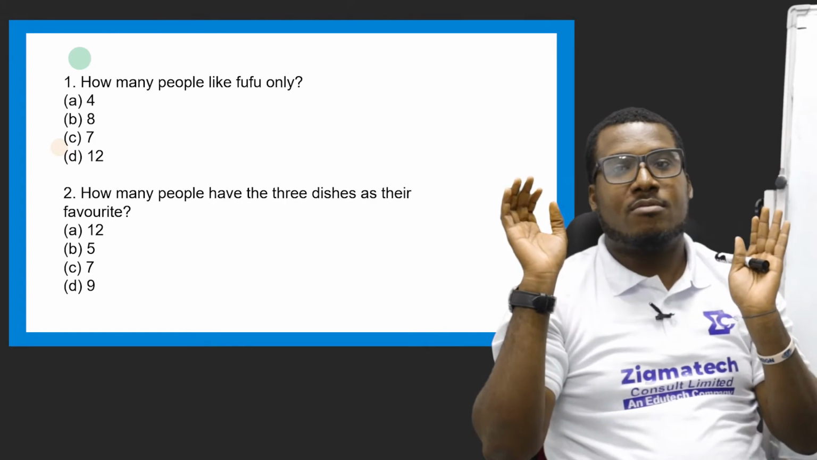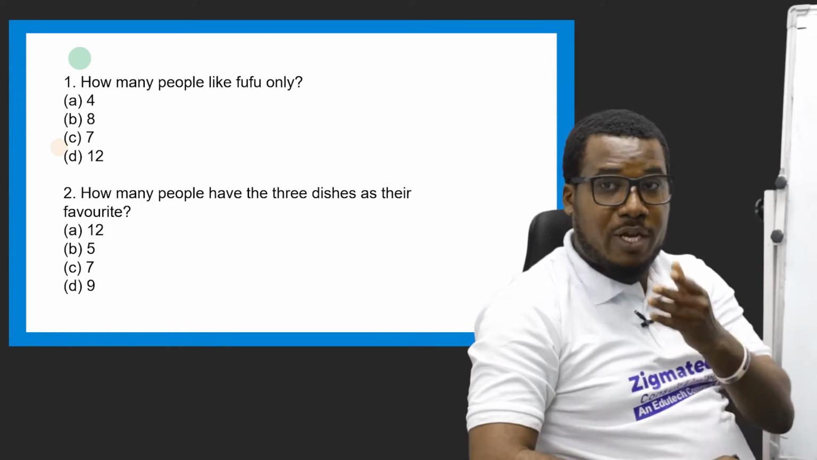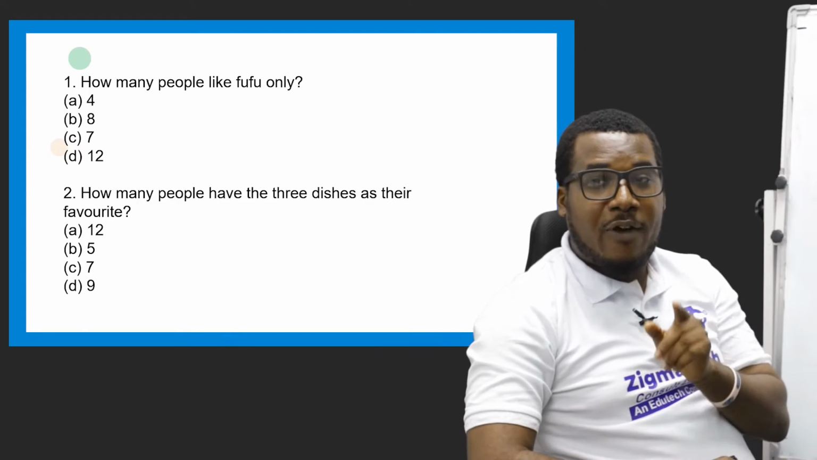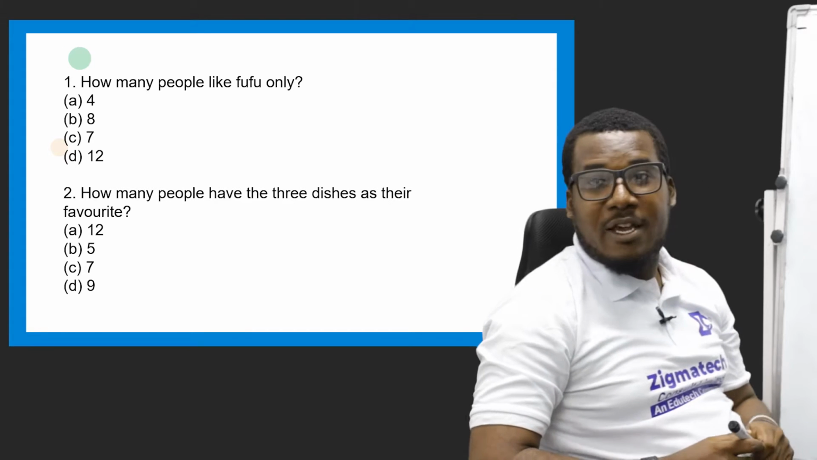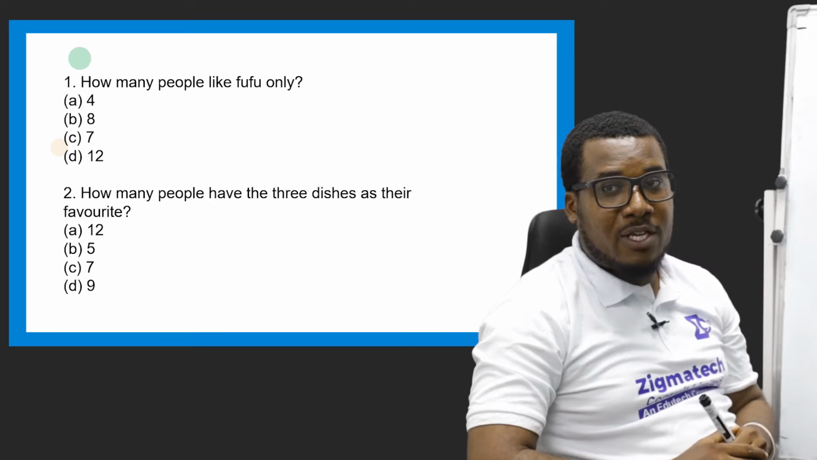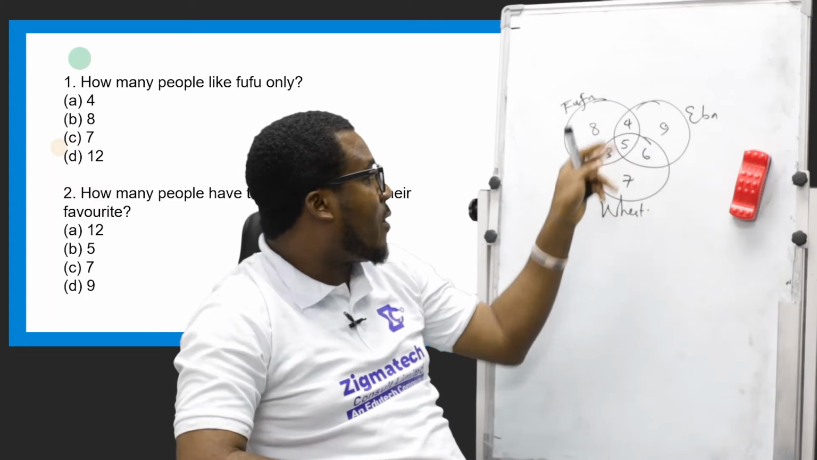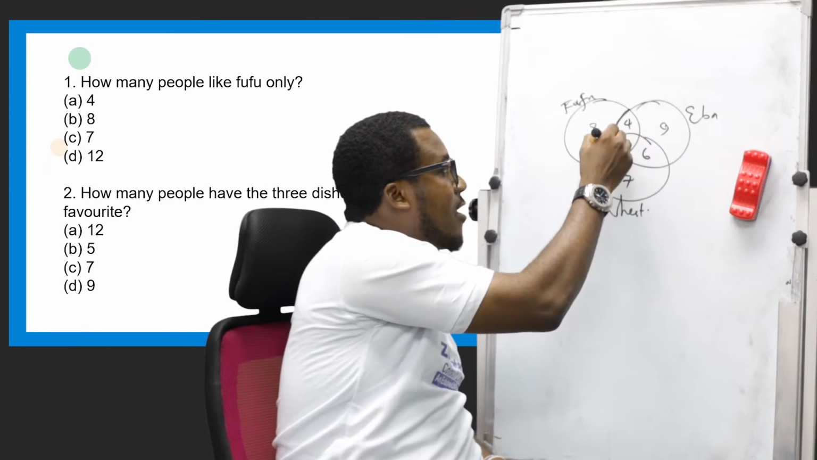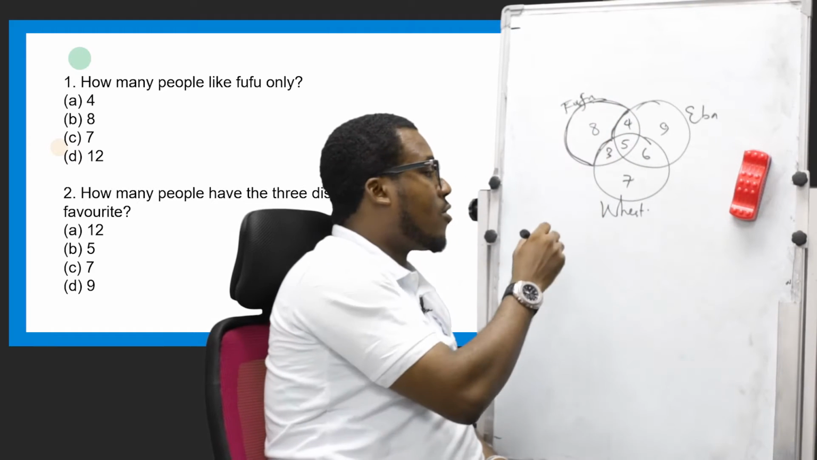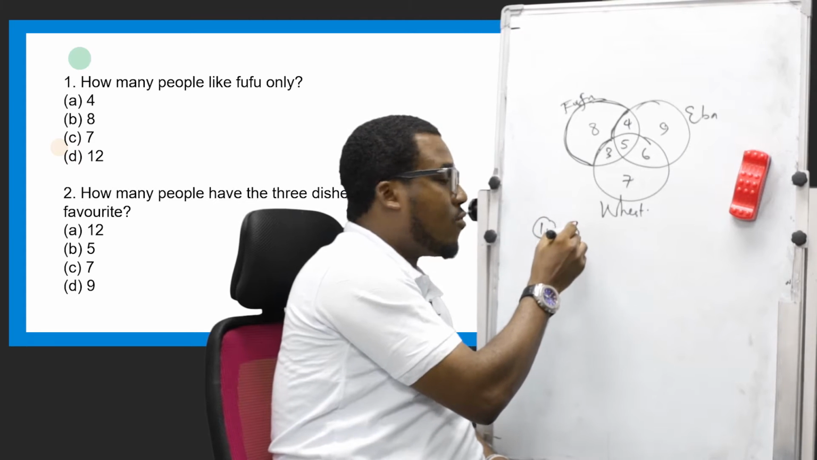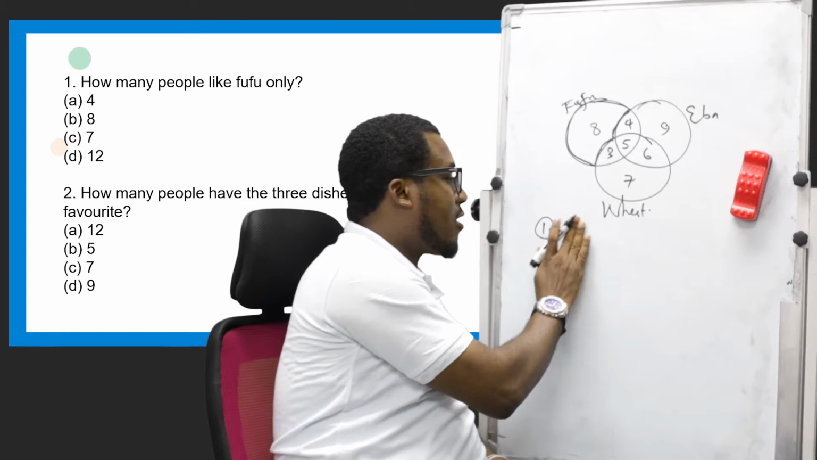That's only. And if you look carefully at our analogy on the board here on the screen, you will find out that fufu is made for only 8 persons. 8 persons are the ones that get involved with fufu. The only place where you have people that love fufu only, which is this segment over here, is 8 persons. So your answer in number 1 is 8, which is B. For 1, your answer is B.